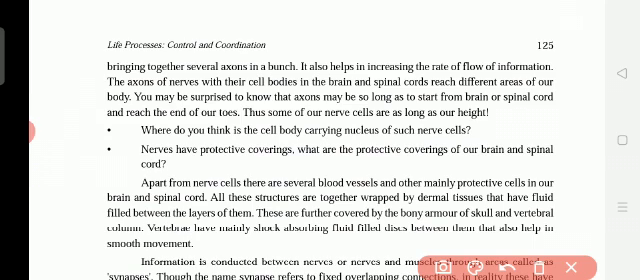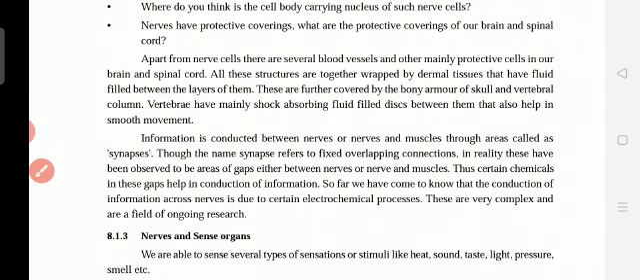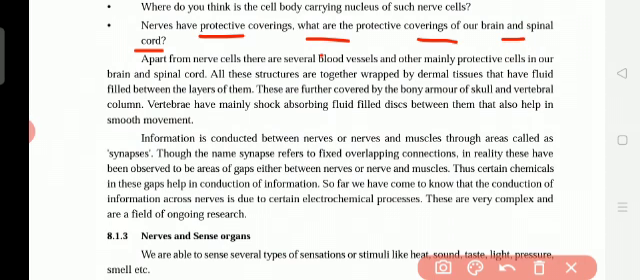So here are different areas of our body. You may be surprised to know that axons may be so long as to start from the brain or spinal cord. What do you think, is the cell body carrying the nucleus of such nerve cells? Yes, the nucleus is there. Nerves have protecting coverings. What are the protecting coverings of our brain and spinal cord? We will see now. What is the protecting covering of the nerves? Myelin sheath.